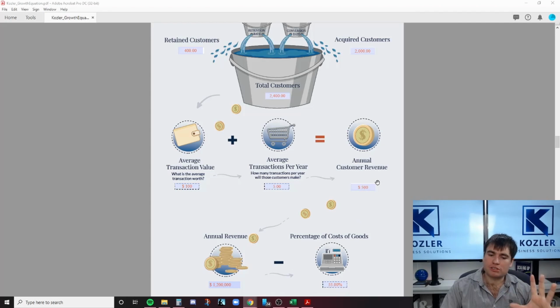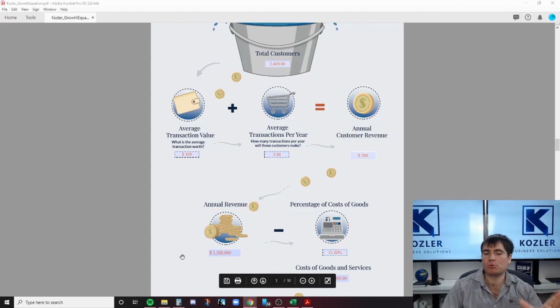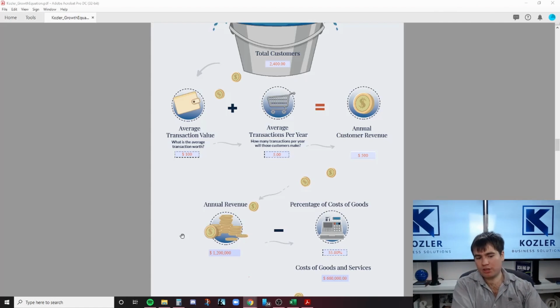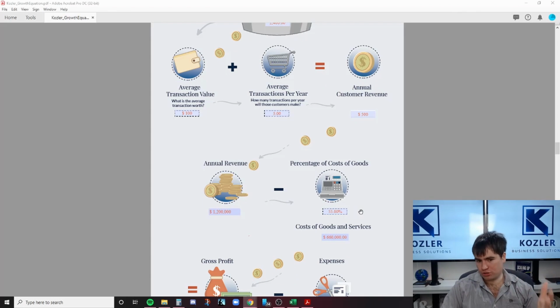And so what you do is you times your average annual customer revenue by your total number of customers, which will equal your annual revenue, which you can see here is $1.2 million. This is quite a good small business, which has 2,400 customers and is currently making $1,200,000 a year. Now you go over to your cost of goods sold.